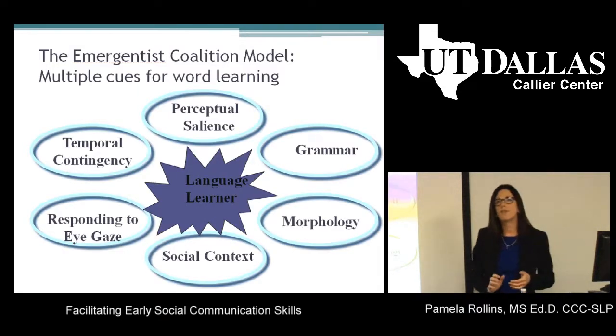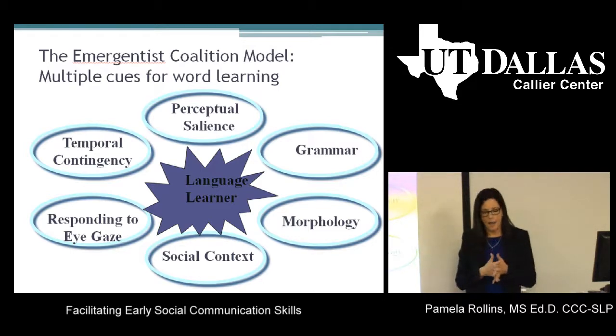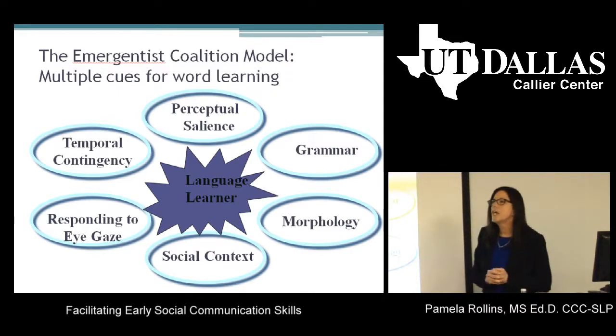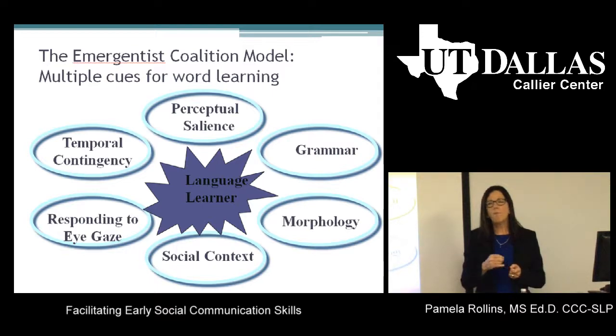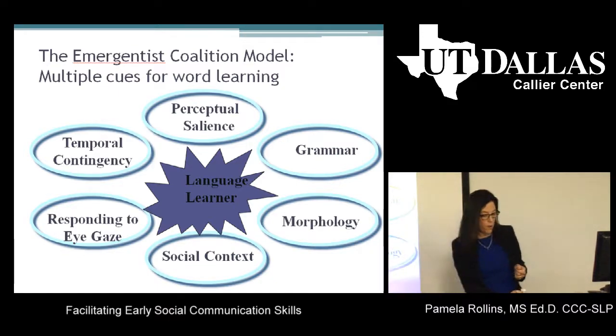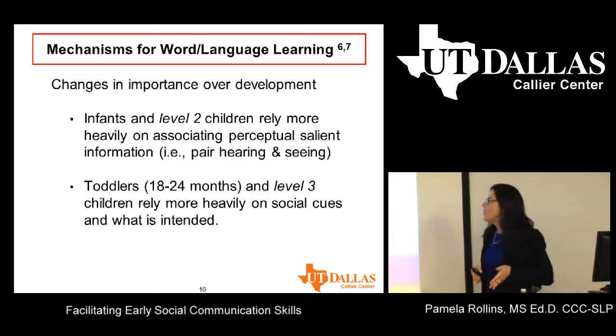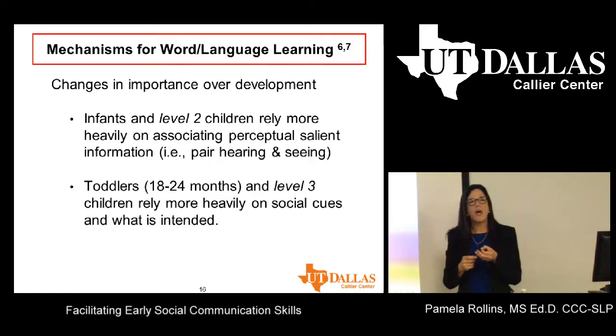And if we look to the Emergentist Coalition hypothesis, which is Kathy Hirsh-Pasek and Roberta Golinkoff, and our colleague Mandy McGuire worked with them and uses this model as well. They suggest that there are multiple mechanisms for learning words and learning language, but they change in their importance over time. So infants and children that I'm going to say are in level 2 rely heavily on associating perceptually salient information with what they're hearing, temporal contingency. So they are pairing basically what they're hearing and what they're seeing.